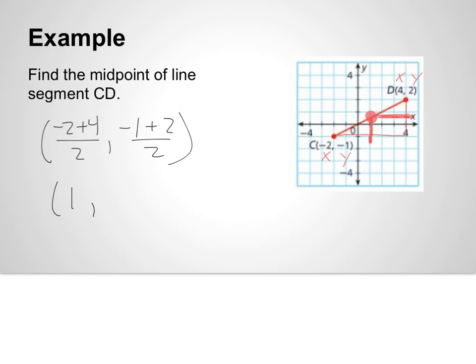And then -1 plus 2 over 2 reduces to 1/2. So our answer is (1, 1/2).